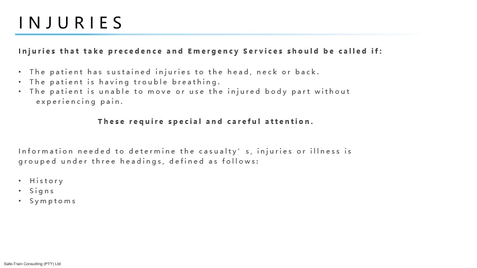Information needed to determine the casualty's injuries or illnesses is grouped under 3 headings, defined as follows. History: events leading to emergency situations, accidents or violence. Signs: conditions you can see that indicate disease or injury, for example body temperature, pulse, breathing patterns, commonly named the vital signs. Symptoms: the sensation the person feels as a result of the injury or illness, i.e., cold, pain, nausea, numbness, etc.